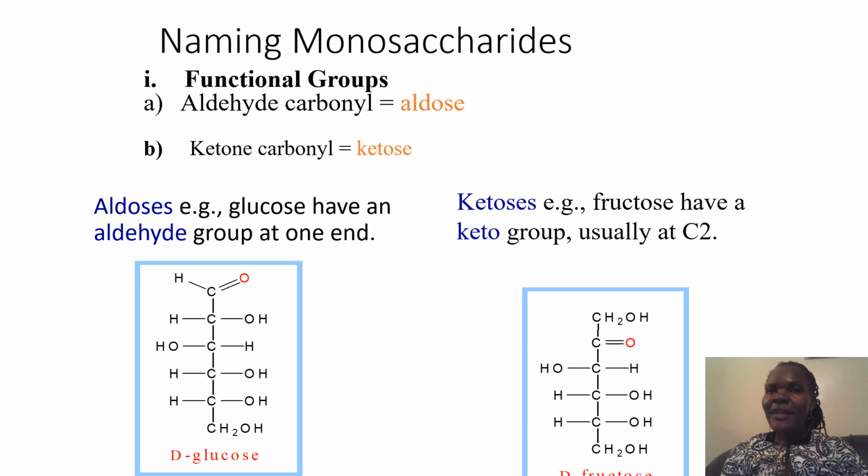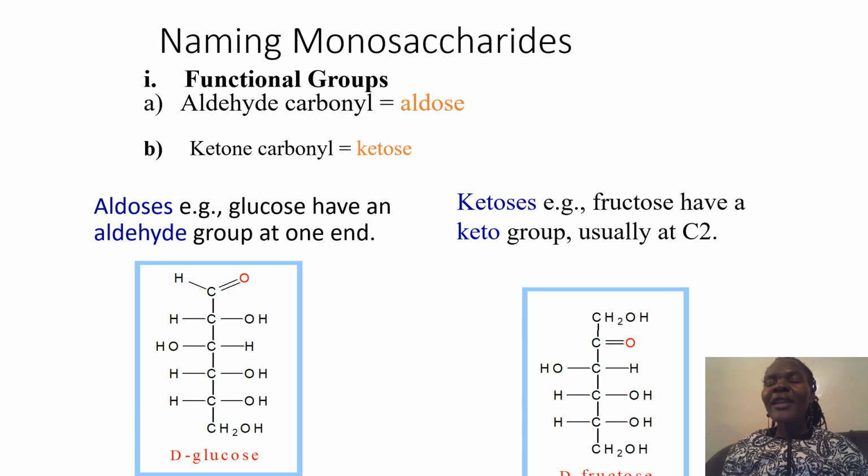Naming of monosaccharides, the first criterion, is based on the functional group. A monosaccharide is either a ketose or an aldose. The aldose has the aldehyde group, which is always seen at carbon atom number 1. Aldehyde group seen at carbon atom number 1, they are known as aldoses. Then we have the ketoses. At carbon atom number 2, there is a double bond O.